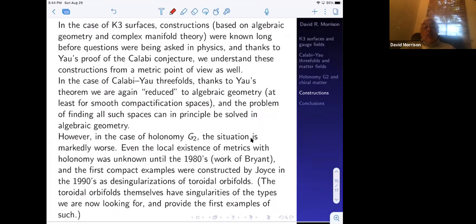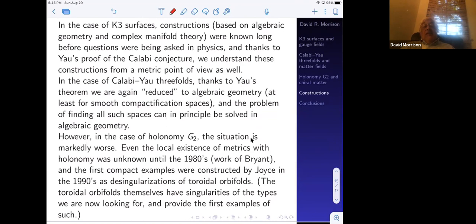However, in the case of holonomy G2, the situation is much worse. I was complaining a little bit in the previous paragraph about Calabi-Yau threefolds, but in the case of 7-manifolds with holonomy G2, much less 7-dimensional spaces which aren't manifolds of holonomy G2, the situation is much worse.